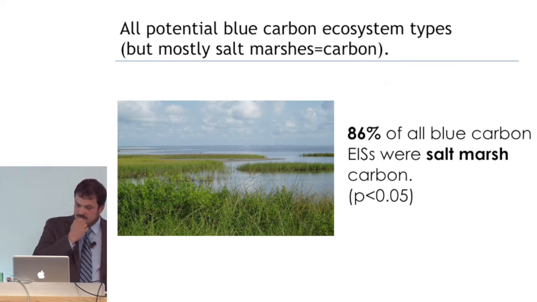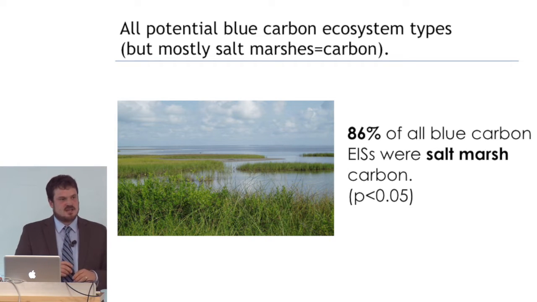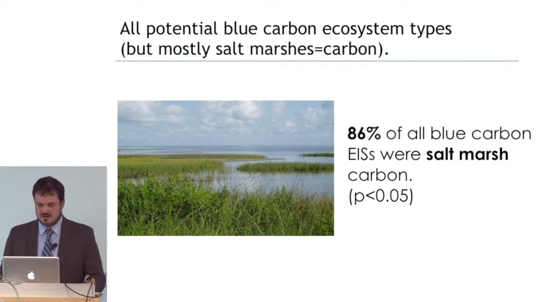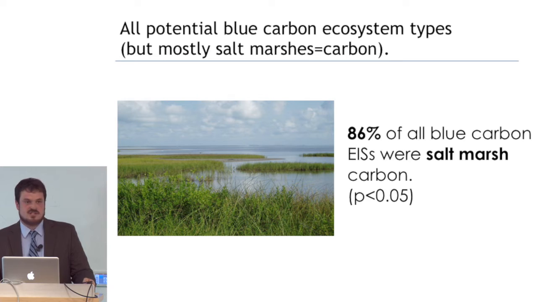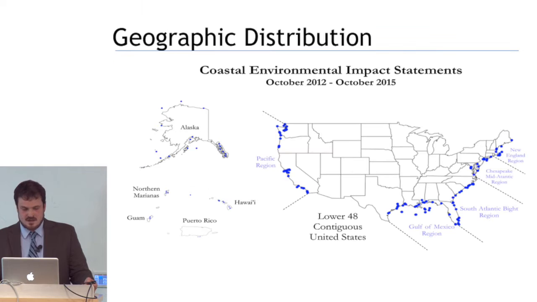Third, it's really salt marshes that we're talking about here, right? Blue carbon is stored in all of these different kinds of coastal ecosystems that I talked about, but 86% of the time, if there was any mention or discussion of blue carbon, it was that salt marshes sequester carbon, not mangroves or seagrass meadows. And there are plenty of mentions of those and discussions of impacts on the biological communities within them without discussing the carbon cycle situation.